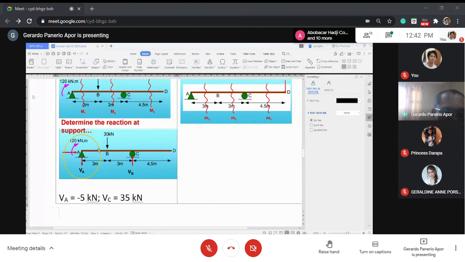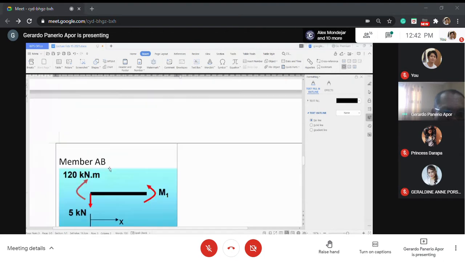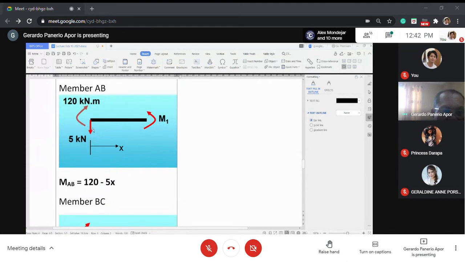You can determine the moment of AB here. So considering this, now it becomes -5. You might wonder why it becomes positive when what we get is negative. You can change it to positive provided you also change the sign.